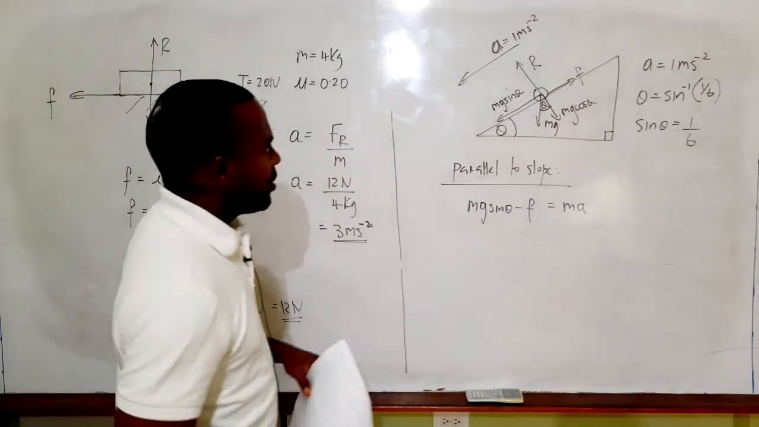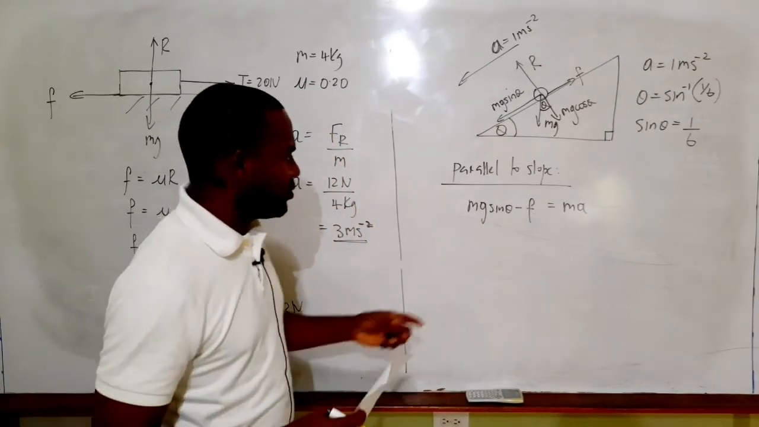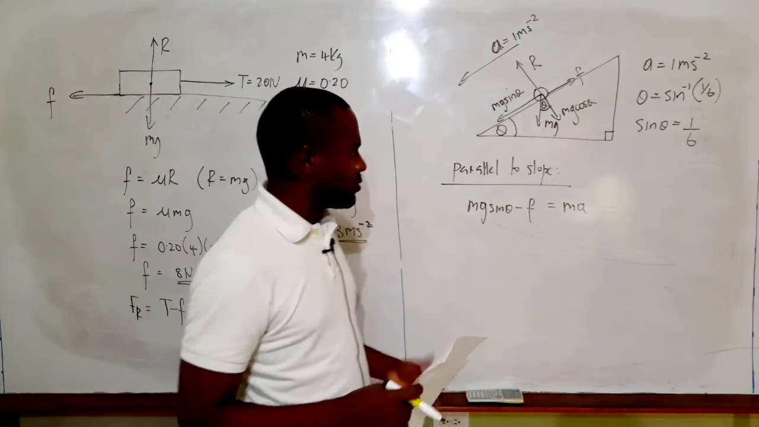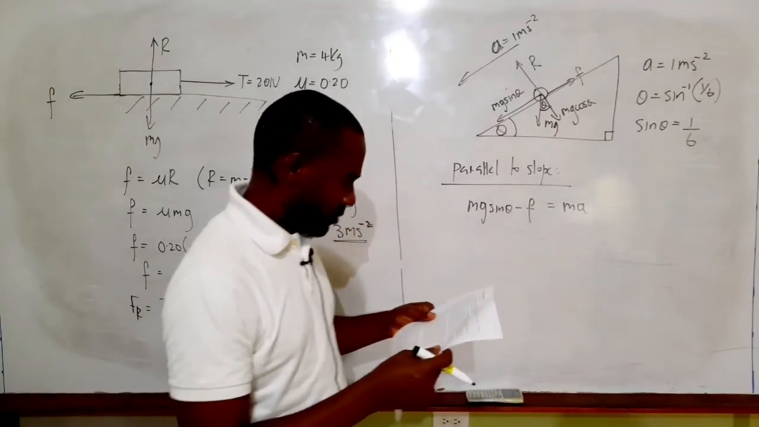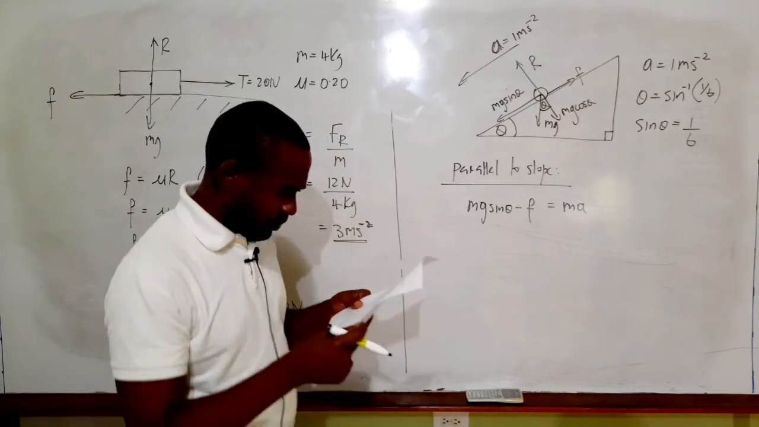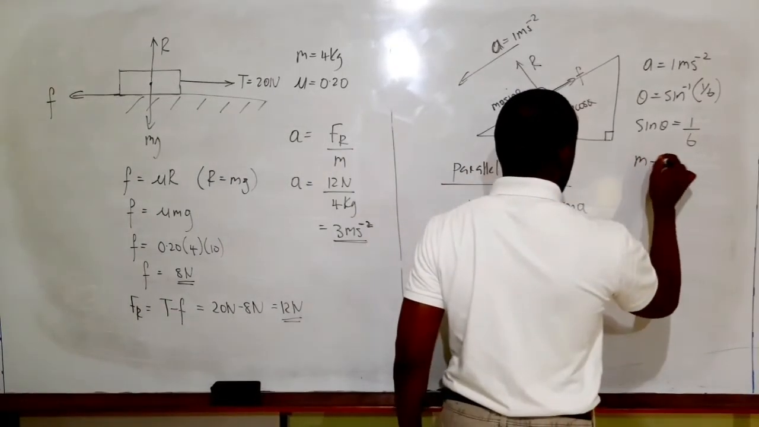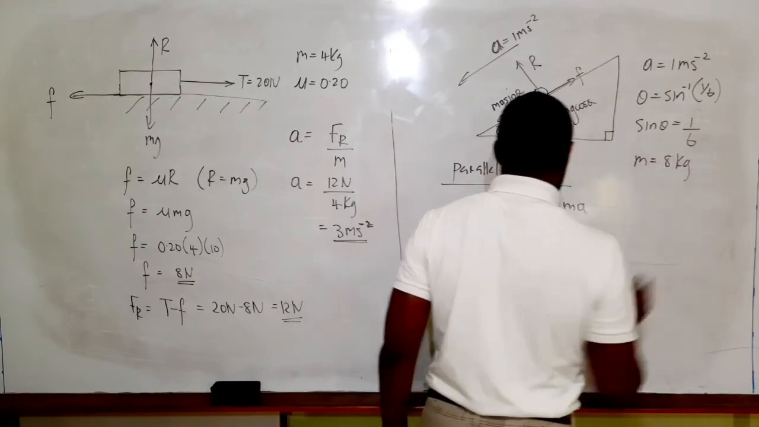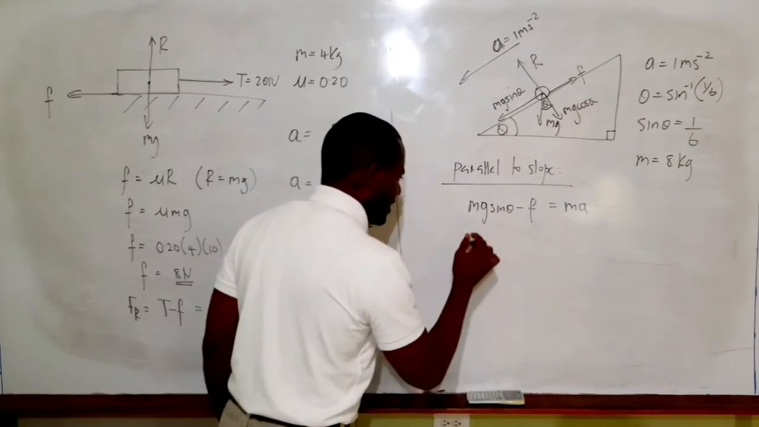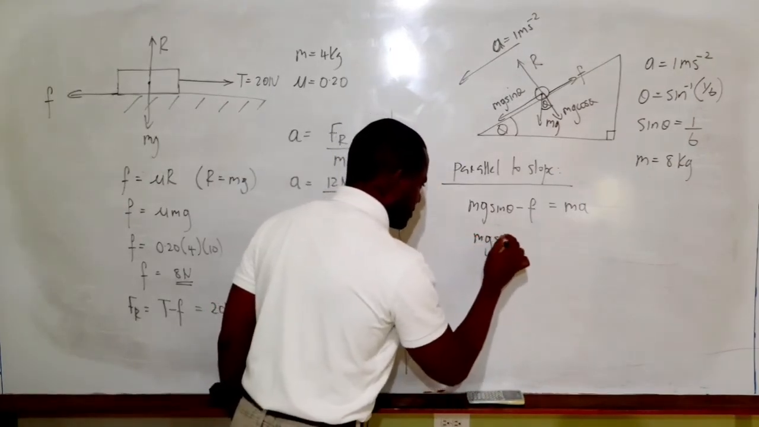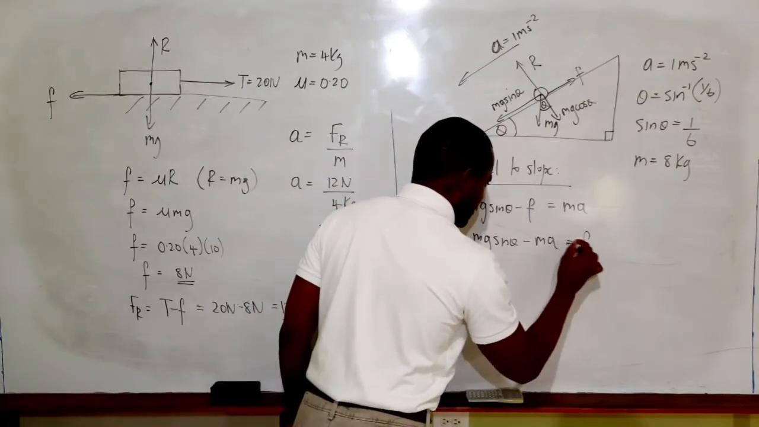Now, what do we know from this value here? Do we know F? No, but we can find it, right? So we know the mass of the object. We're told that the particle is of mass 8 kilograms. So therefore m equals 8 kg. So therefore we can solve for the frictional force F. If we bring this across, we get mg sine theta minus ma is equal to F.